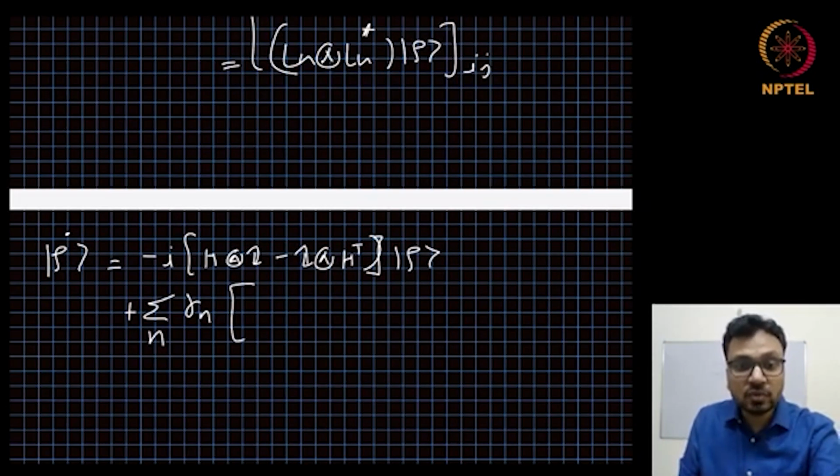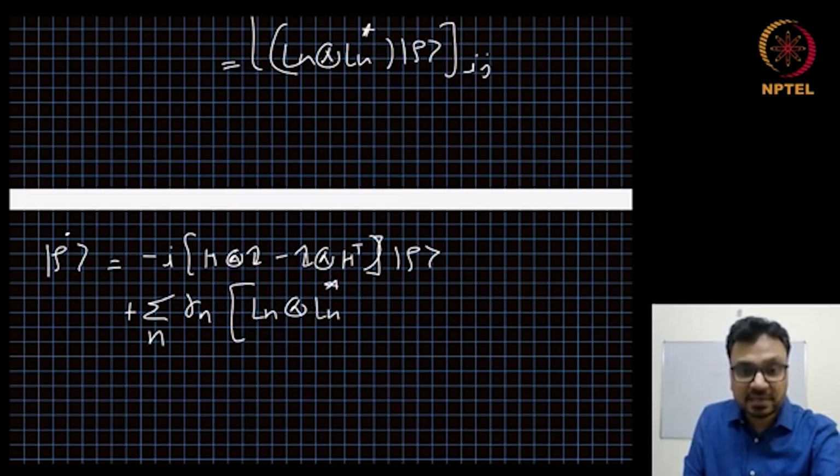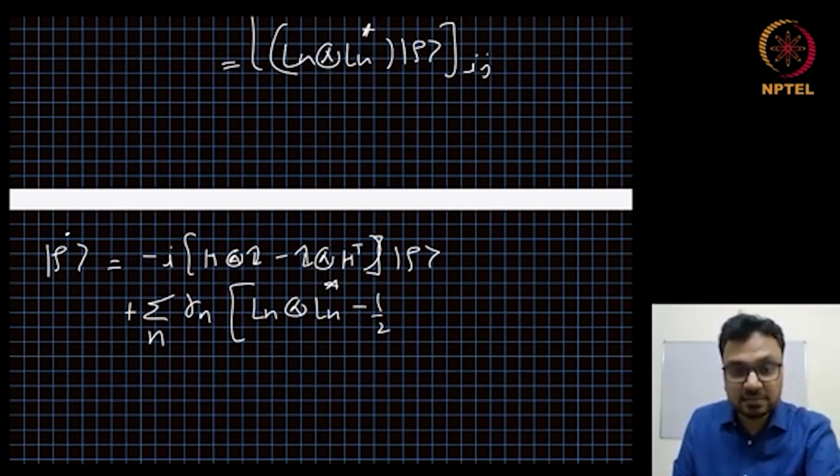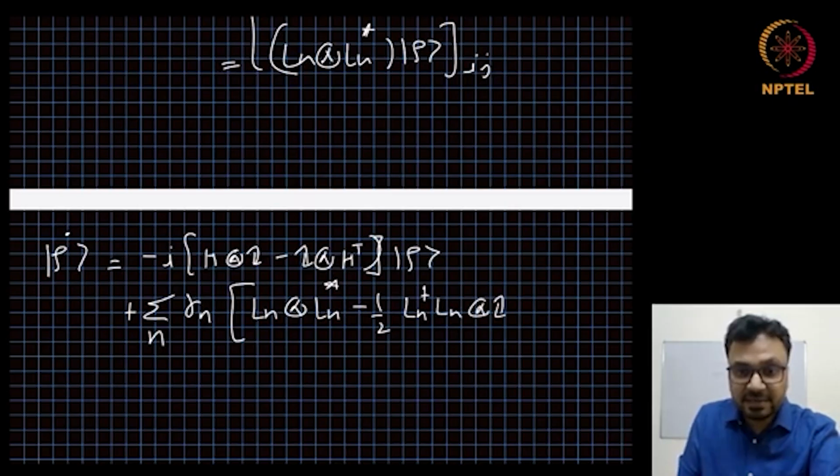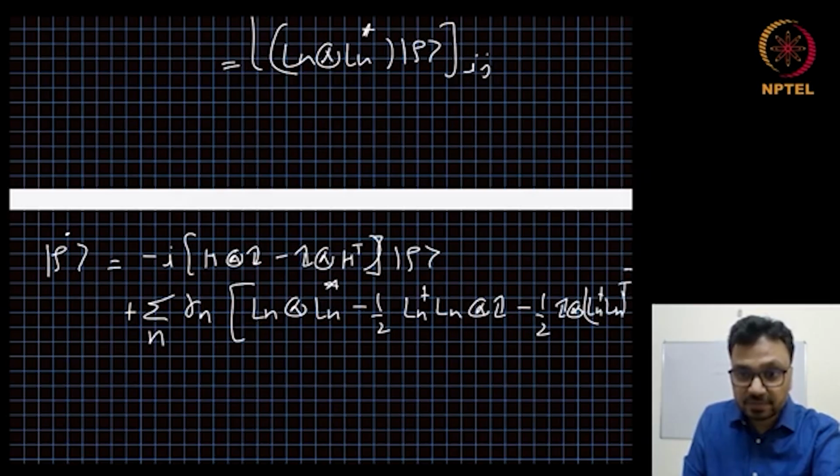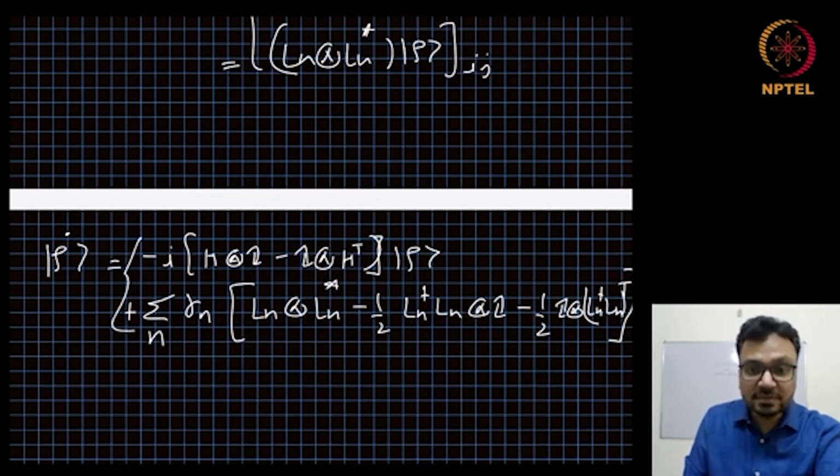First term was L_n rho L_n dagger, which will become L_n tensor L_n star, minus 1 over 2. The first term is L_n dagger L_n rho, that becomes L_n dagger L_n tensor identity. The second term is rho times L_n dagger L_n, which will be half identity tensor (L_n dagger L_n) whole transpose. And all these terms are getting multiplied with vector rho.